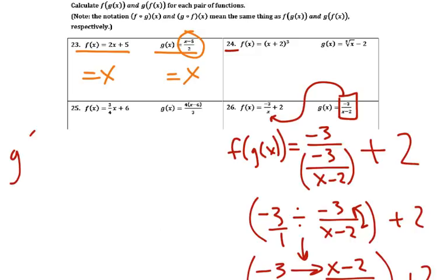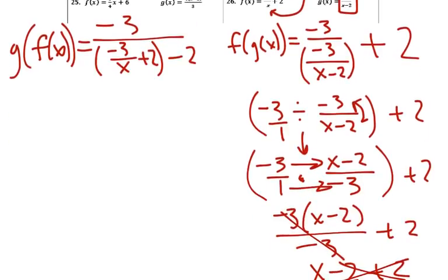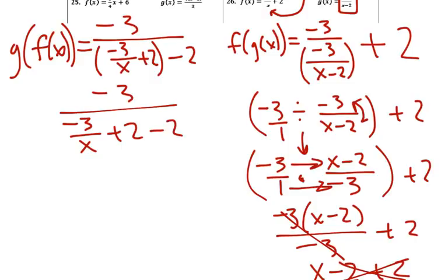Okay, now let's try g of f of x equals, so we go negative 3 over x plus 2 minus 2. So negative 3 over x plus 2 minus 2. Because there's nothing multiplying the parentheses, those parentheses get eliminated. The 2's eliminate each other. Negative 3 over x.